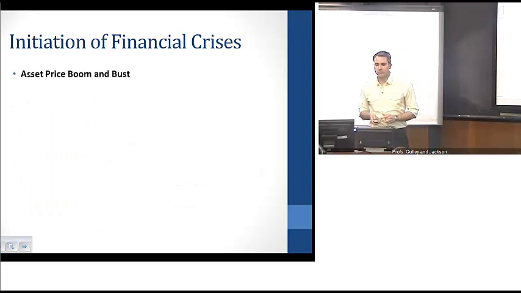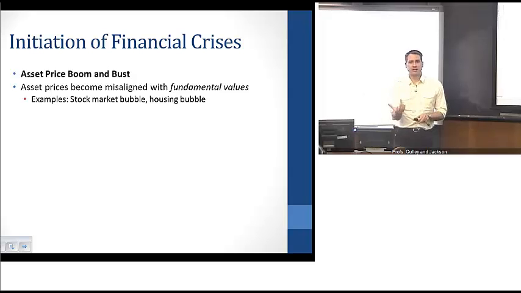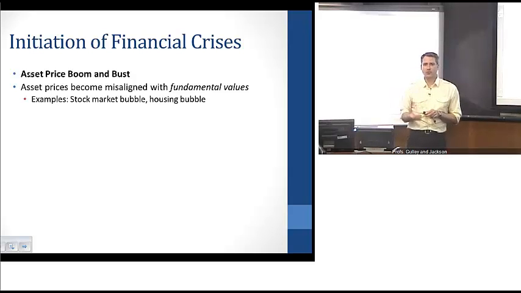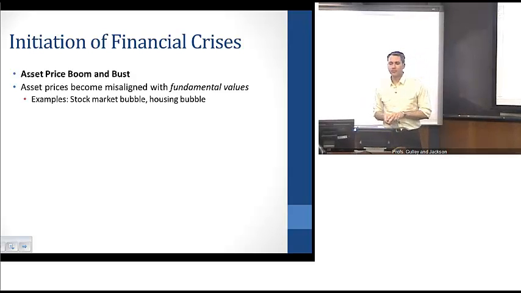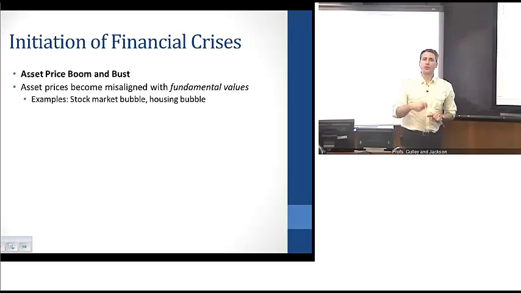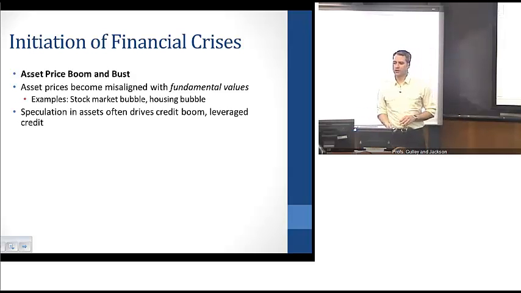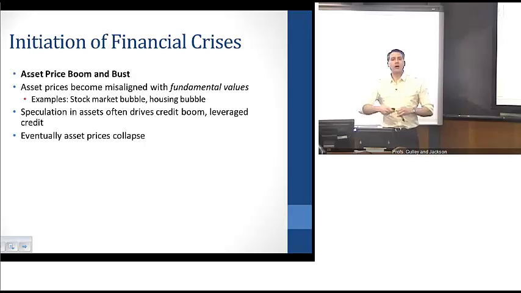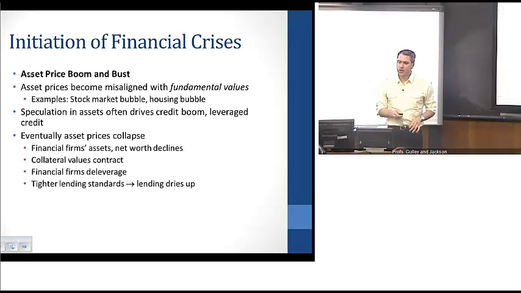Another trigger could be asset price booms and busts. So this can be a situation where the prices of assets are fundamentally misaligned with the real values or the tangible values or the so-called fundamental values. Stock market bubbles or housing bubbles, these are classic examples. Again, in the most recent financial crisis, we saw the housing market be the trigger for this. And so the basic story is that you have speculation in these assets, which drives the credit boom, and you have a lot of leveraged credit being generated. And eventually, as with all asset price booms, you're going to see the bust, so asset prices are going to collapse, and that's where the problem starts.